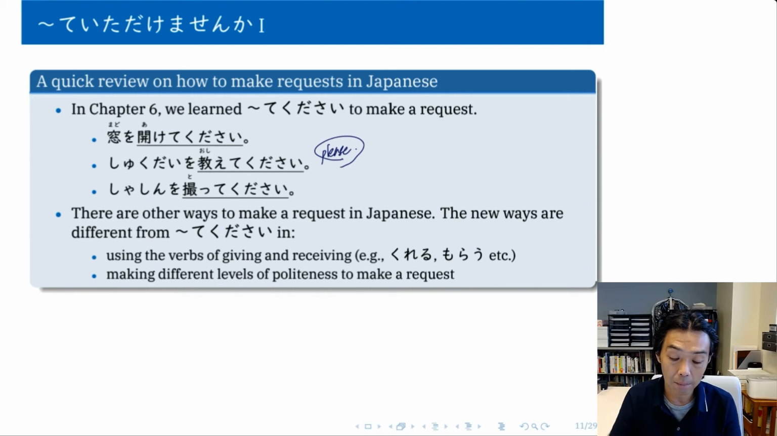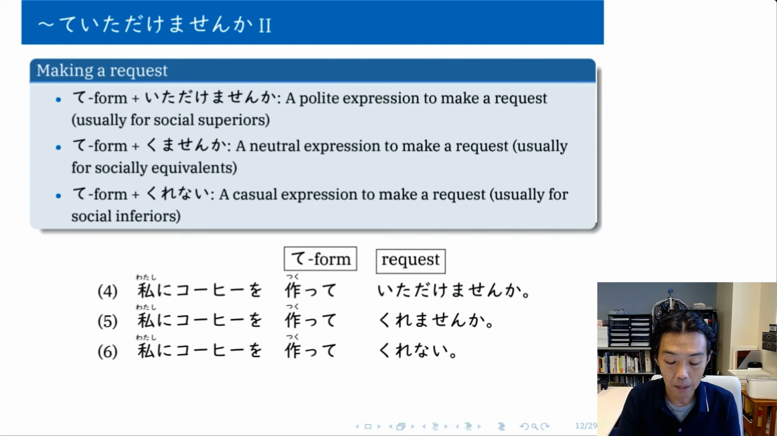So we briefly talked about how in the Japanese language, we always make unconscious judgment about the social distance from you to the others, interlocutors. And this is what's happening here as well. So we're gonna introduce three different forms. The first one is ていただけませんか? Second one is てくれませんか? And last one is てくれない.